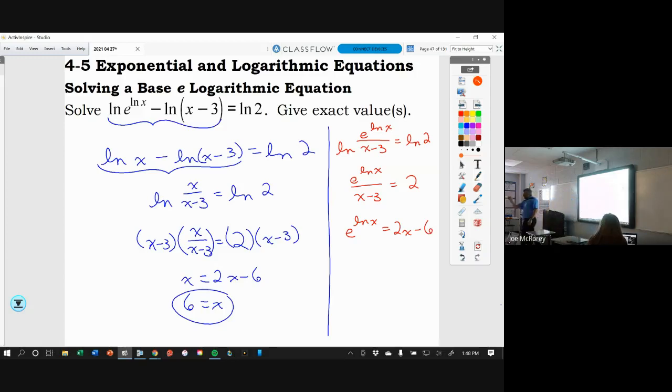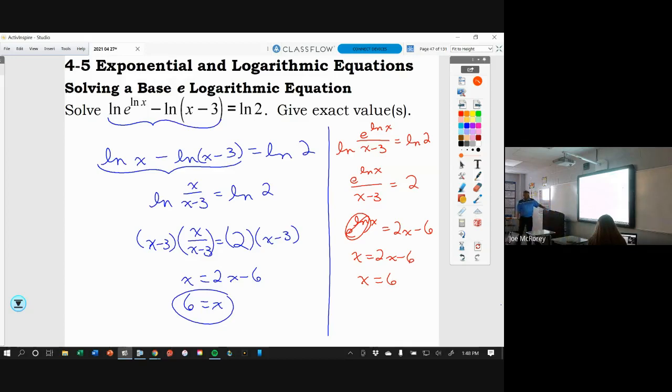And what you said a while ago, now can I do it? Yes. Okay. What is e to the natural log? Essentially it cancels. So I have x equals 2x minus 6. x equals 6. 2 times 6 was 12 minus 6.